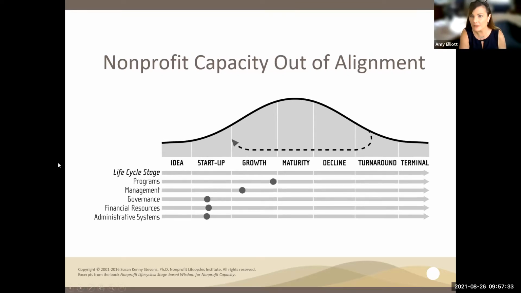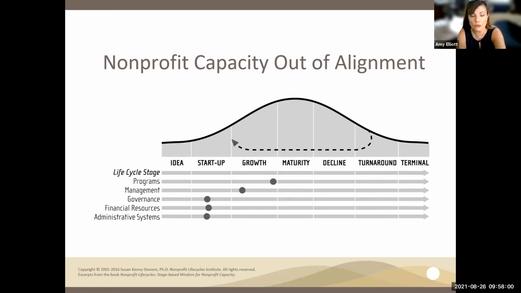This is capacity out of alignment. An organization that looks like this has, so look at those programs, right? Like I said, you see programs there a lot. Management, people. So what this tells me about this organization is you've got some good people in your organization working really hard to make great programs.